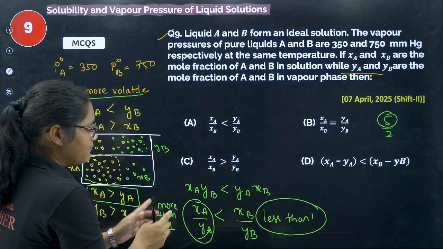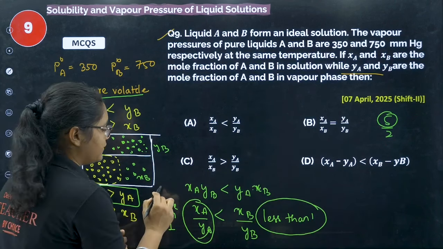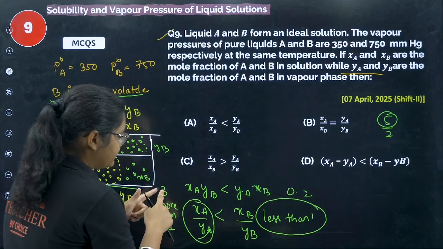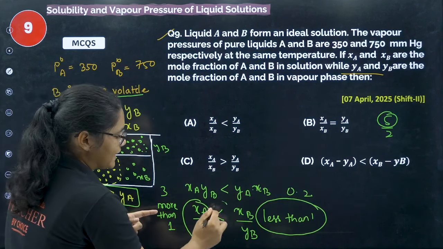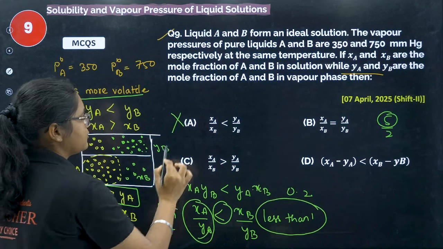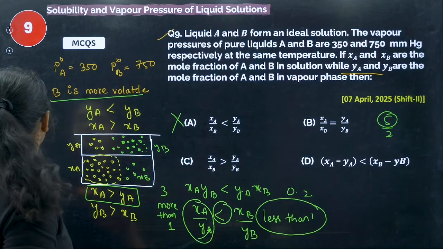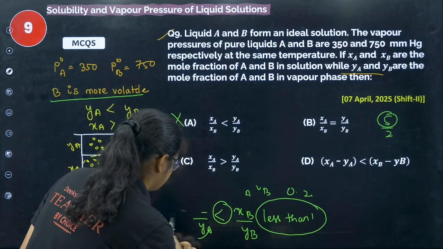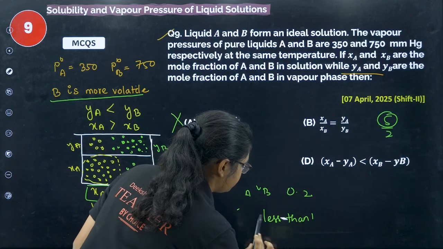Right? So can a more than 1 number, for example 3, be less than a less than 1 number, for example 0.2? No, this sign is wrong, so that is why this option is incorrect. I hope you are getting this one. Very easy, just need to analyze it. Now let's go to the next option.